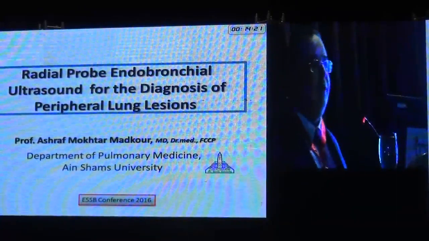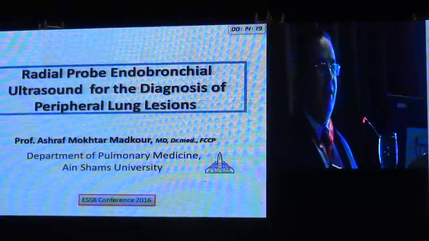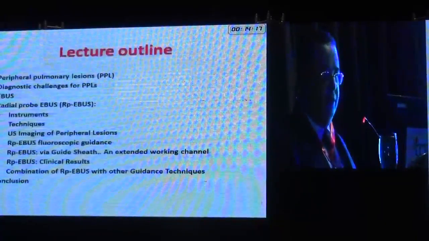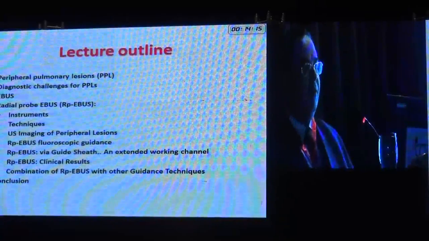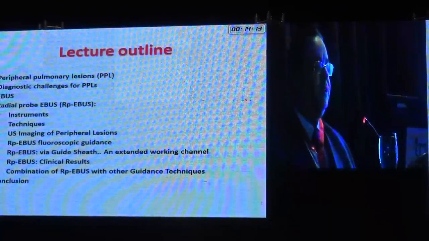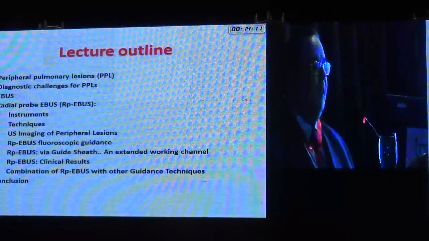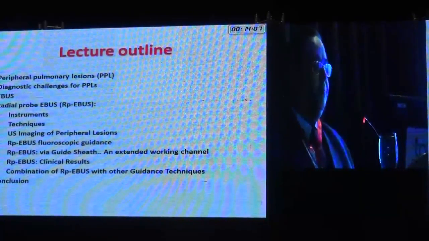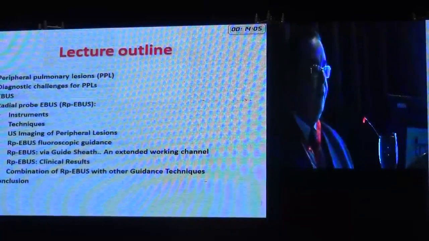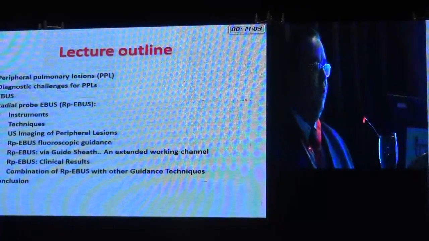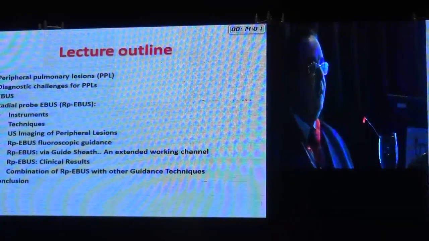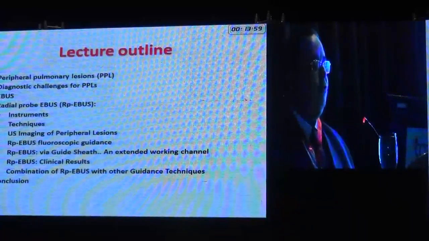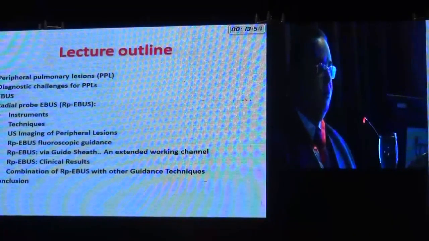I'm going to speak today on radial probe endobronchial ultrasound for diagnosis of peripheral lung lesions. In the lecture outline, I'm going to speak about peripheral lung lesions, the diagnostic challenges, EBUS, and how to use the radial probe regarding instrumentation and technique, and the pictures of the ultrasound images in peripheral lesions, and how to use it with fluoroscopic guidance, guide sheaths, and what the clinical results are, and how to combine it with other techniques. Then I will conclude.